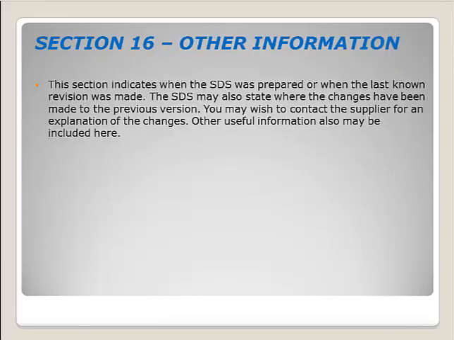All right, last section, section 16, would be other information. This will give you information as to when the SDS was actually prepared or its last known revision. It may also state where changes have been made to the previous version. So when a product comes out and it's new and improved, this is the section where that will be indicated. Typically it will tell you where that change has occurred in the substance or mixture for the product.